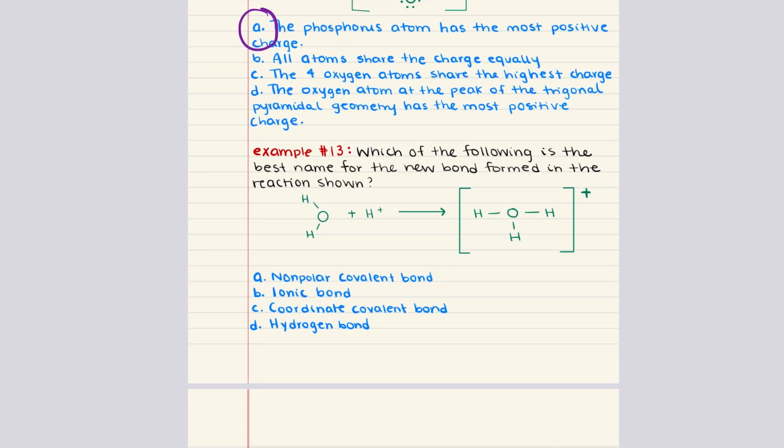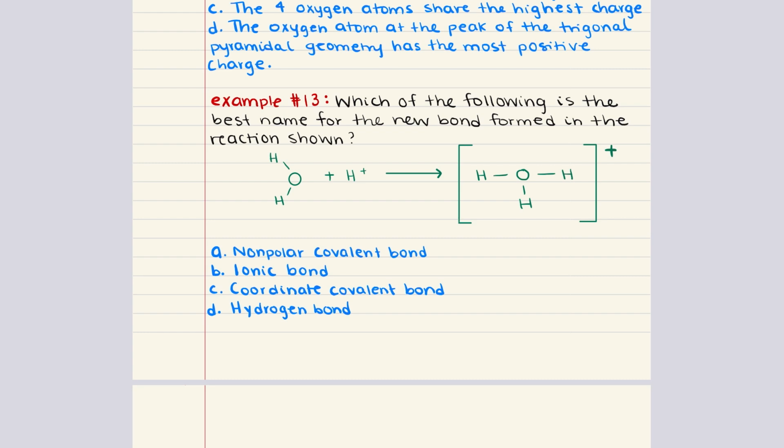Let's move on to problem 13. Problem 13 says, which of the following is the best name for the new bond that is formed in the reaction shown? All right, so this is really good. Let's look at this. The reaction in this question shows water, and the water molecule has 2 lone pairs on that central oxygen, and it's combining with a free hydrogen cation.